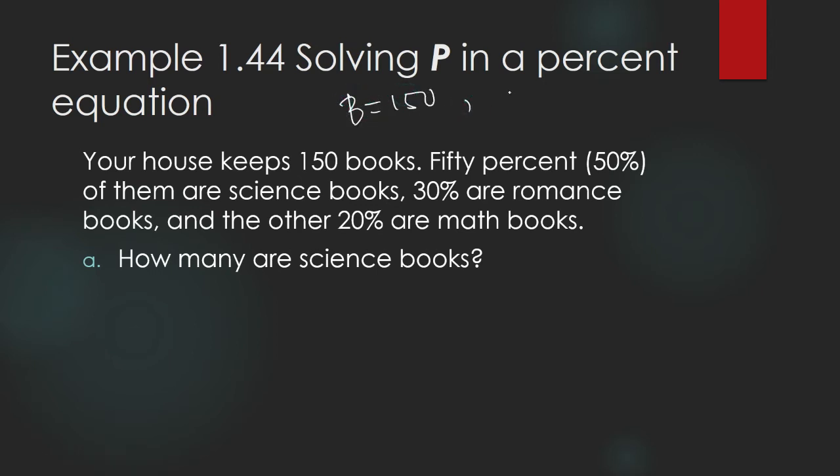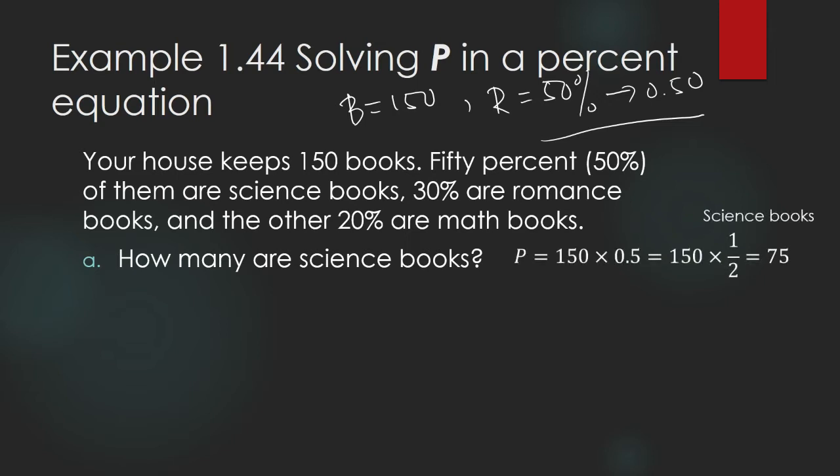In the case of science books, they make up 50% of your entire collection of books. And this is the same as 0.5. Before you can use the percent in an equation, before you can apply an arithmetic operation on it, you must first convert it into decimal form. So P, the number of science books that you have in your house, is equal to 150 times 0.5, or 150 times 1/2. That is the same as 150 divided by 2. That is equal to 75.